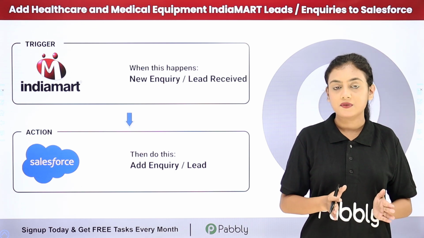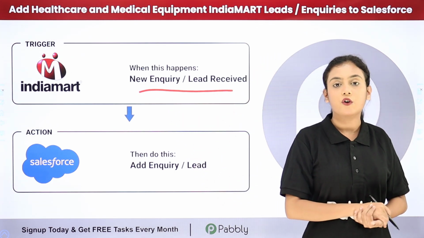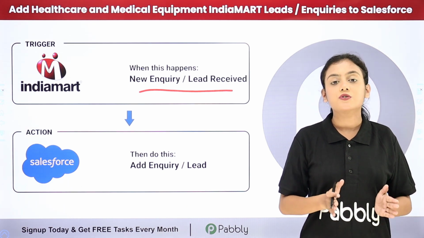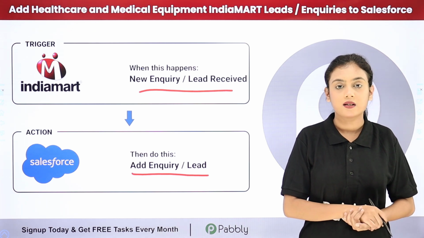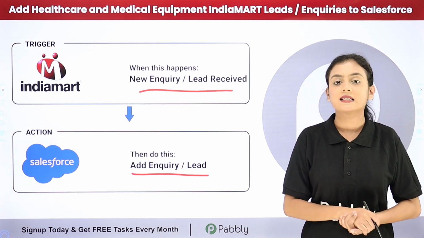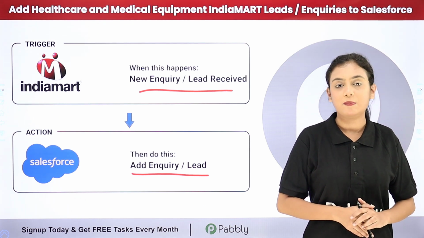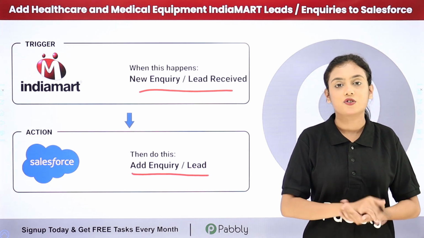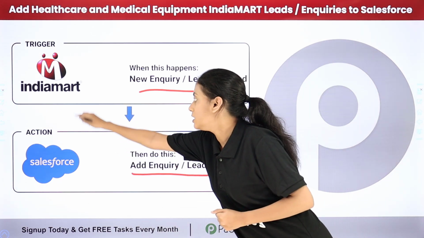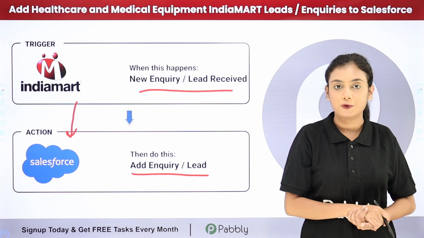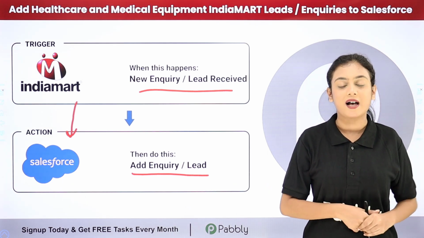Now here my objective is that as soon as I receive a new inquiry or a lead with the help of IndiaMART, I want to create a record of that lead in my Salesforce account as a contact. Now doing this manually takes a lot of time. So what I did was I simply created an automation with the help of Pabbly Connect, which is an amazing automation and integration software. So with the help of Pabbly Connect, I've created an automation between IndiaMART and Salesforce. So if you want to learn about this amazing automation, then let me take you all to my screen.